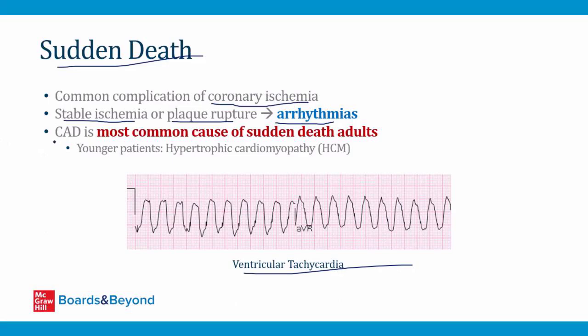And so for this reason, coronary artery disease leading to ischemia is the most common cause of sudden death among adults. In younger patients, coronary disease is uncommon, so the most common cause of death in that scenario is hypertrophic cardiomyopathy, which I talk about in another video. But for all comers, for adults, the most common cause of sudden death is coronary artery disease.